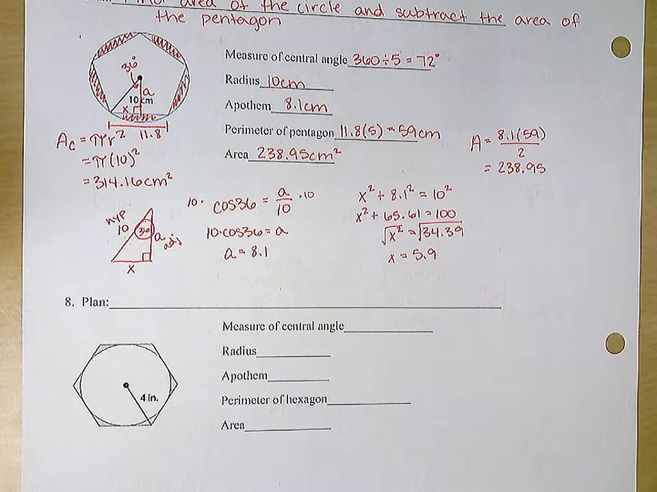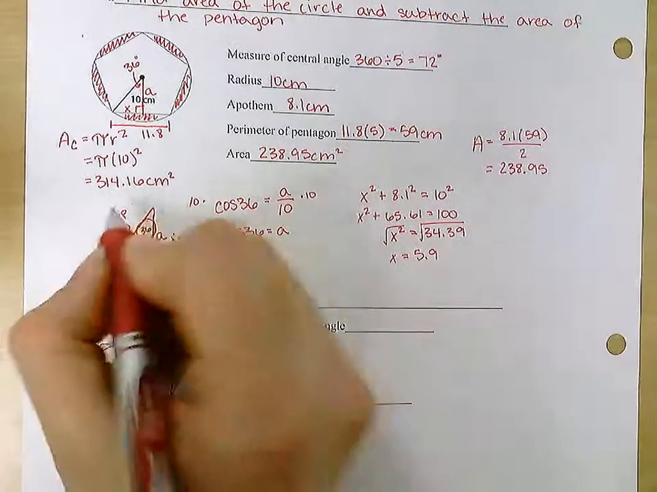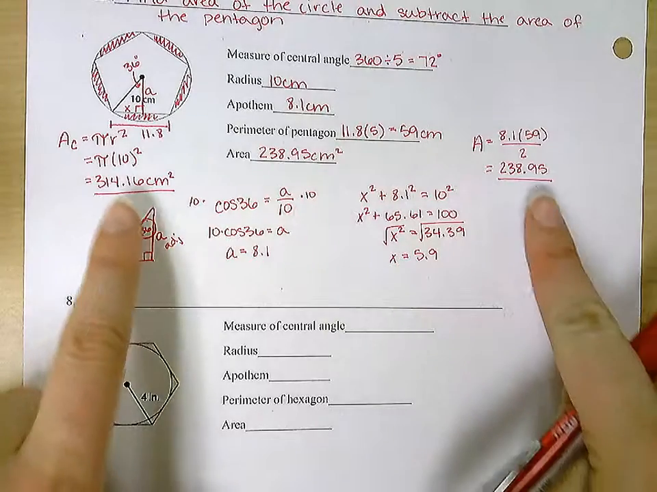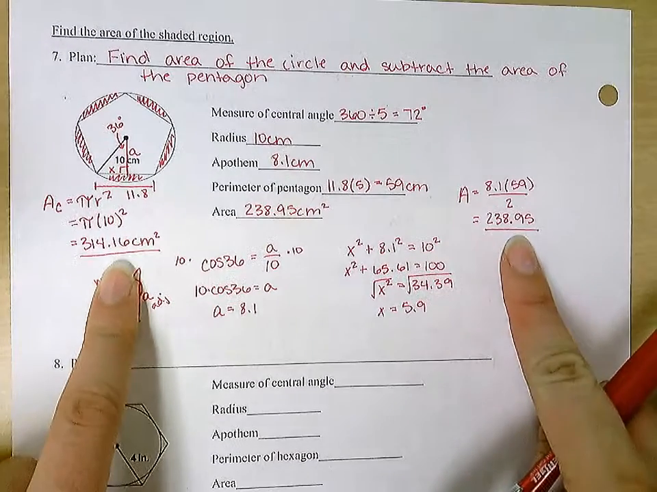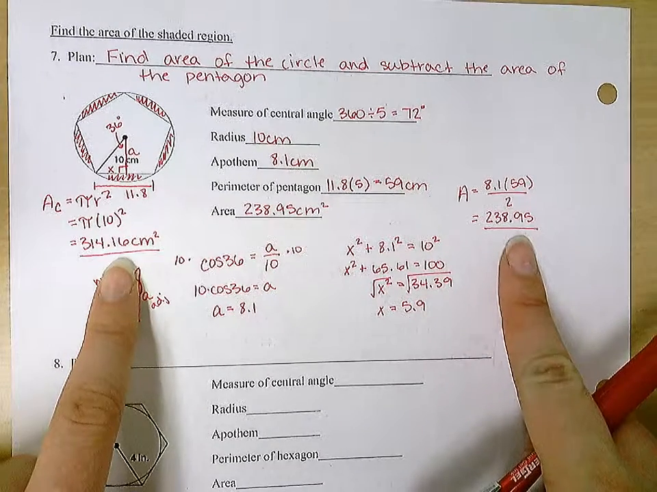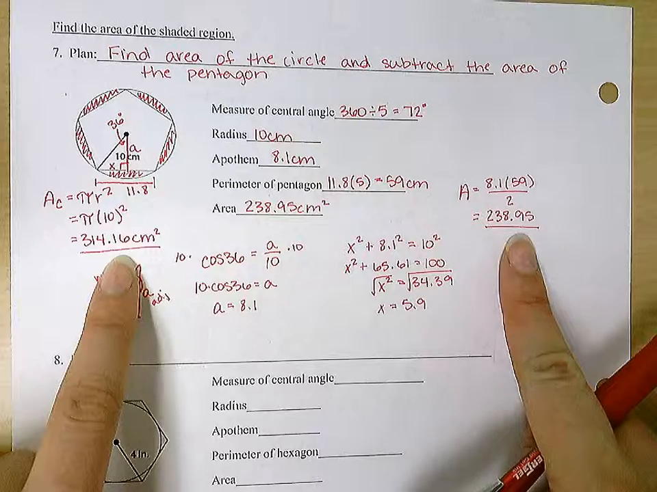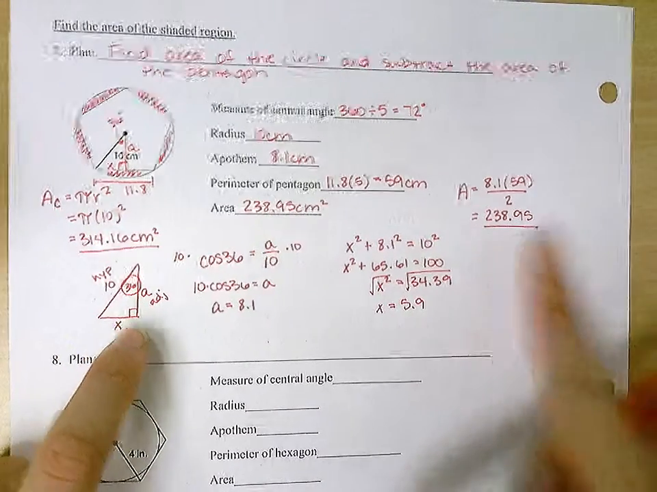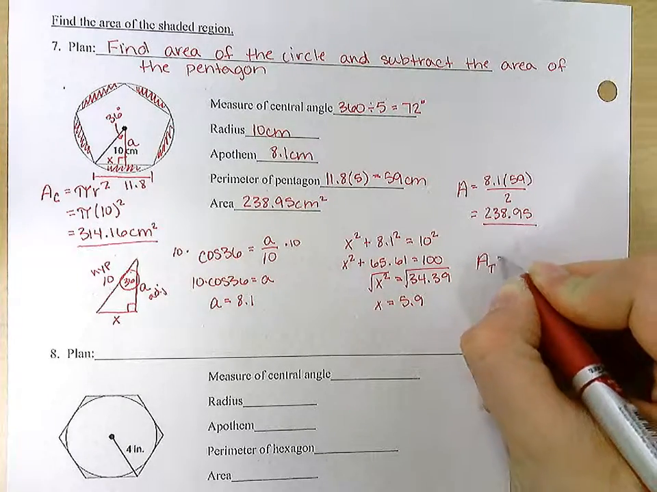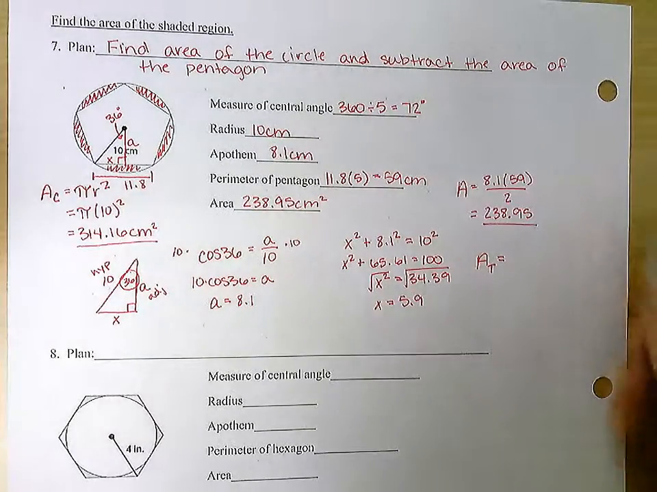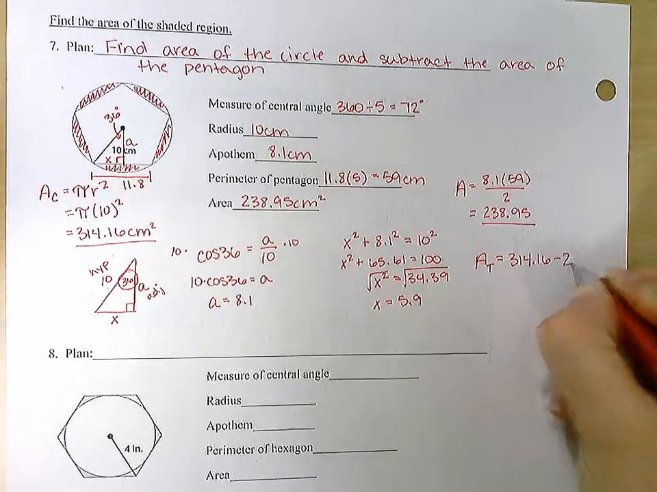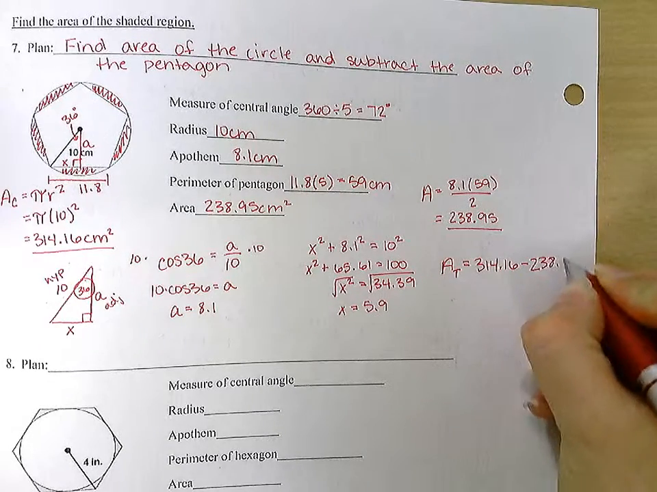Now again, remember at the beginning of this problem, I was trying to find the area of the shaded region. So now I have both areas right here, and my plan to find the area of the shaded region is up here. So now all I have to do is subtract the two areas to get just the shaded piece. So my final area, or total area shaded, would be 314.16 minus 238.95.